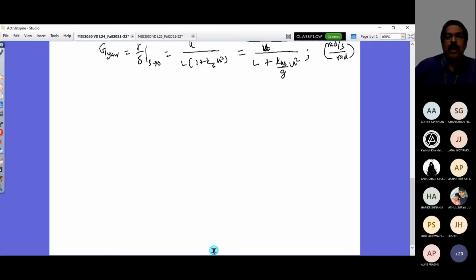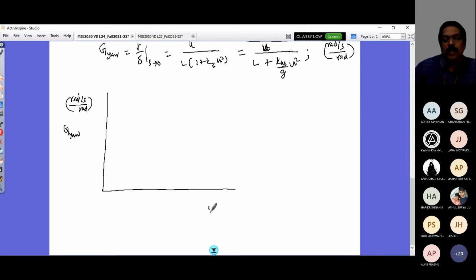So that's what I'm going to plot now. If I plot that, let me take on the y-axis this gain, the yaw velocity gain, given by radians per second by radians. And on the horizontal axis, let me take forward speed, in kilometers per hour. So let us have this 0, this is 50 kilometers per hour, this is 100 kilometers per hour, 150 kilometers per hour, and so on on the horizontal axis.